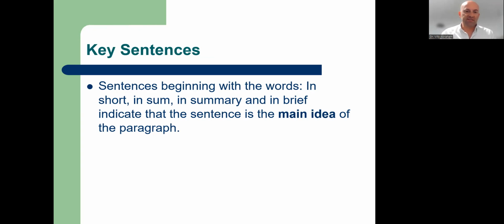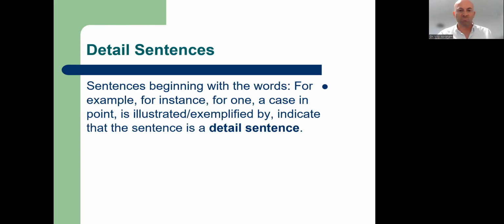So if you have a sentence that starts with words or phrases like in short, in sum, in summary, and in brief, this usually indicates that the sentence is the main idea. However, if you have sentences that start with phrases like, for example, for instance, for one, case in point, is illustrated or is exemplified by, this indicates that you're looking at a detailed sentence. And if so, you can just ignore this sentence.